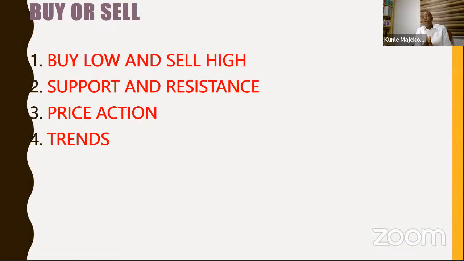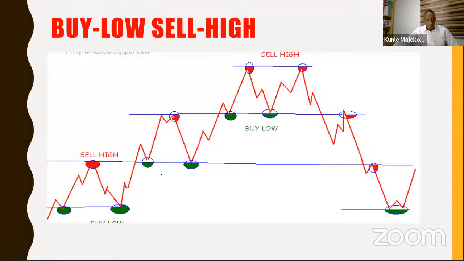Now, what will determine whether you will buy or you will sell will depend on whether the price is low or the price is high. And this is very relative, by the way. Because I can say this price is low here and I want to trade. But if the market moves to this level, that means this price is low. I might choose to buy at this price.